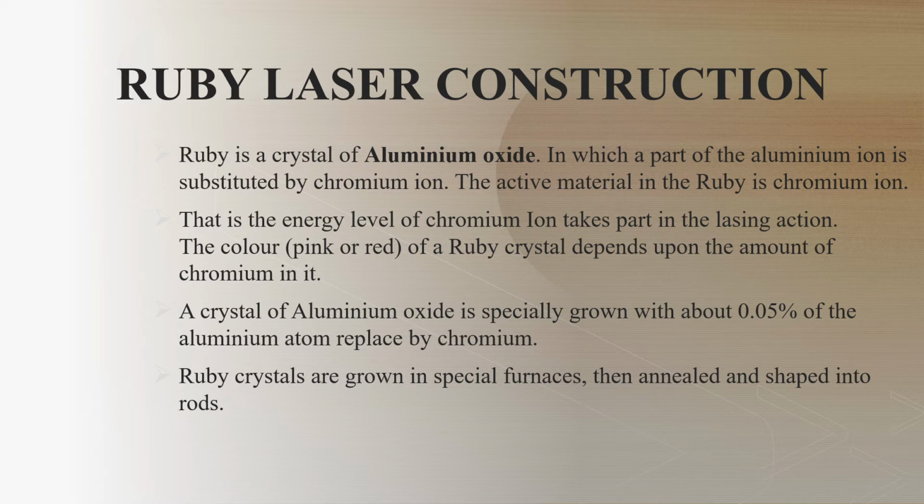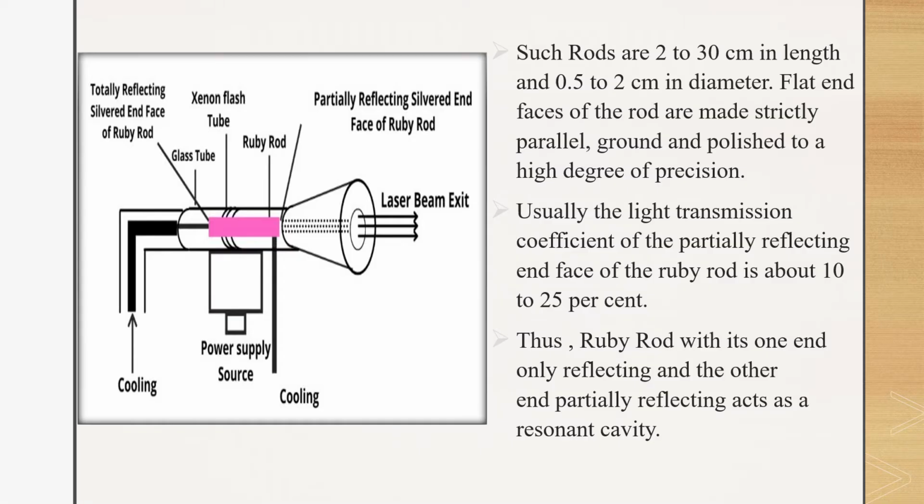Ruby crystals are grown in special furnaces, then annealed and shaped into rods. Such rods are 2 to 30 centimeters in length and 0.5 to 2 centimeters in diameter.